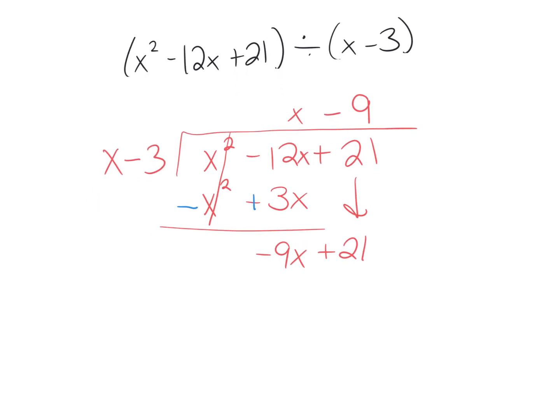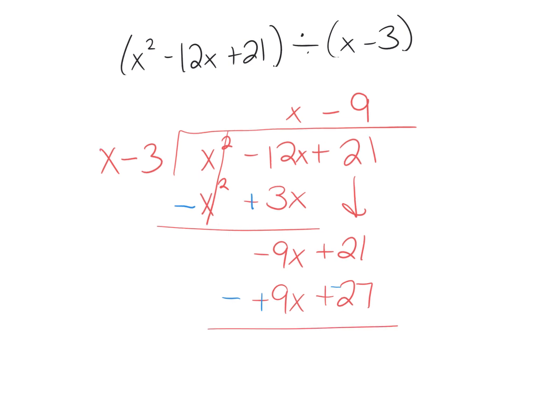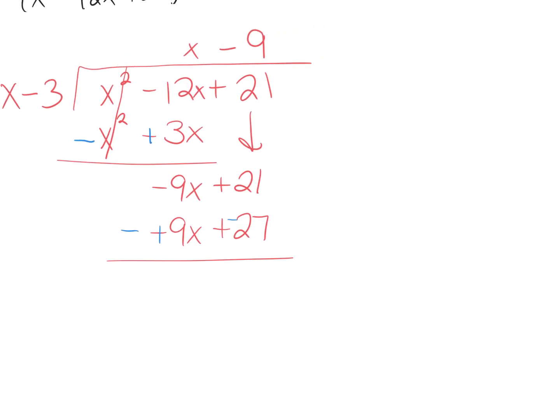Okay. So negative 9 times x, negative 9x. Negative 9 times negative 3, plus 27. What do I do here? Subtract. Switch out all the signs. 9x. What happens to the 9x? Cancels. What's 21 minus 27? Negative 6. Box it. What is that?